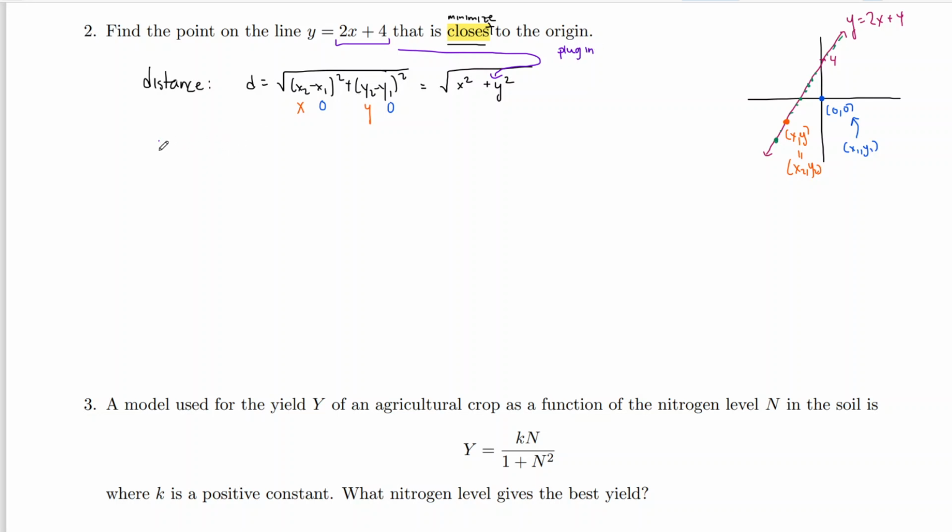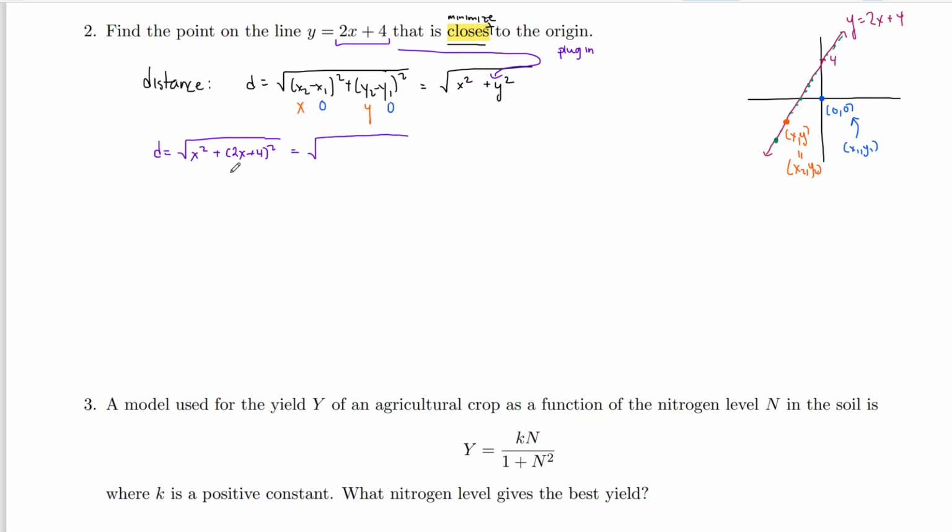And when we do that, we've got d equals the square root, x squared is fine because x is going to be the letter that remains. Now, if this was x equals something with y, then we would plug it in and have just y remain, and that would be fine. And then we have plus (2x plus 4) squared. So that is for the y squared.